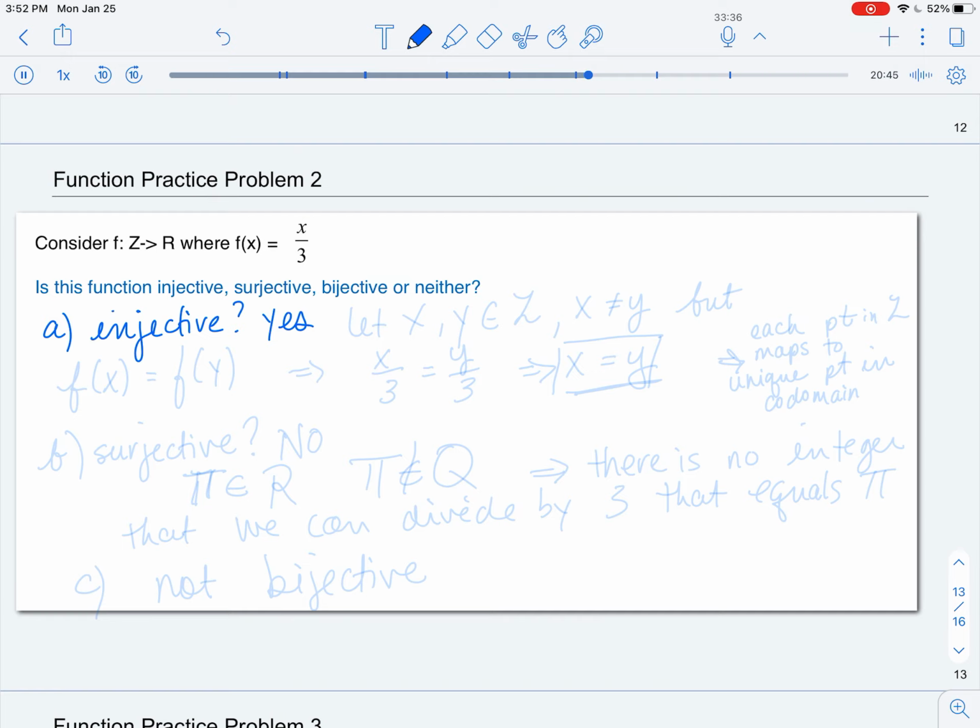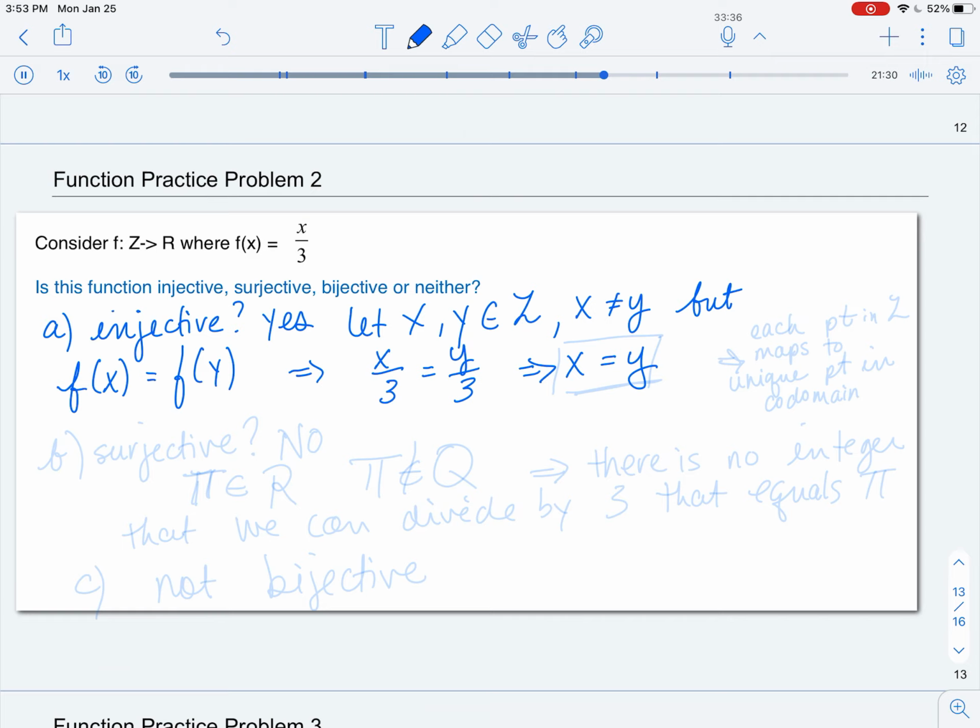And let's consider what happens when we consider two distinct points. So let x and y be two distinct integers, and by distinct we mean x does not equal y, but they map to the same point under f, so that means f of x is equal to f of y. Well, if they map to the same point, we know that x divided by 3 has to equal y divided by 3, because that's the definition of the function that we have. And this would just imply that x equals y.